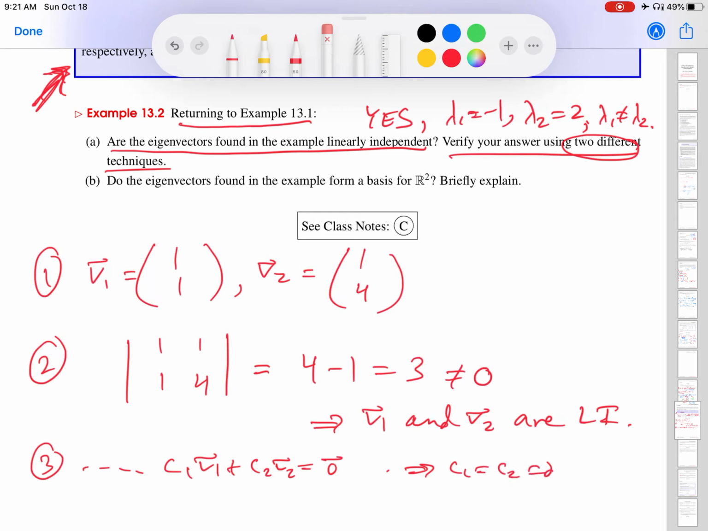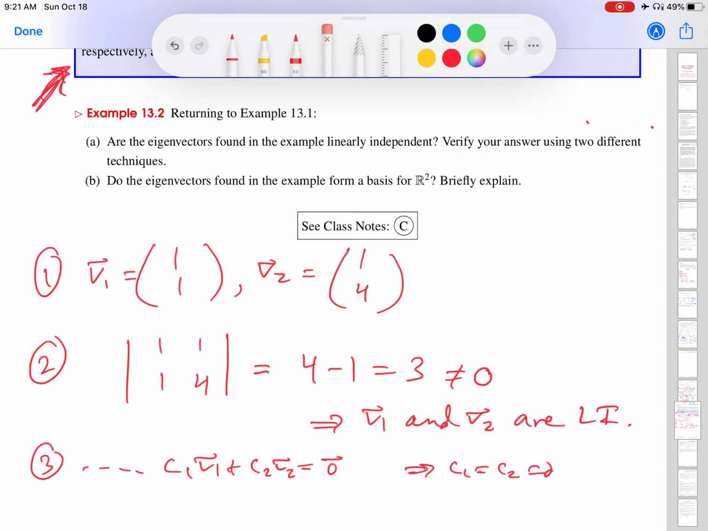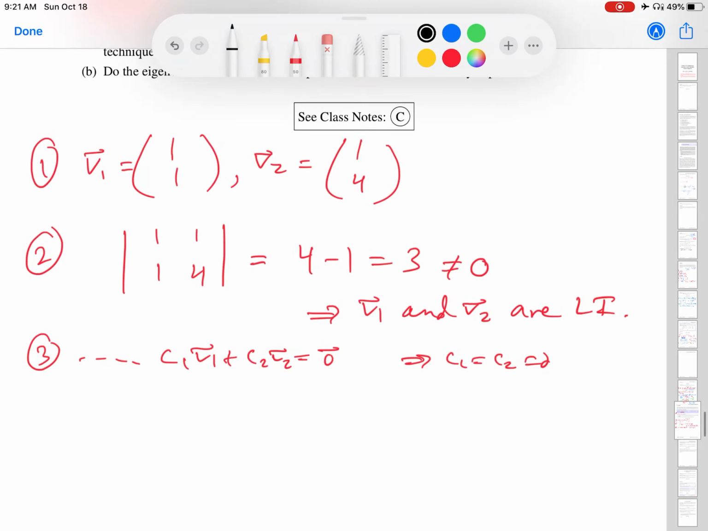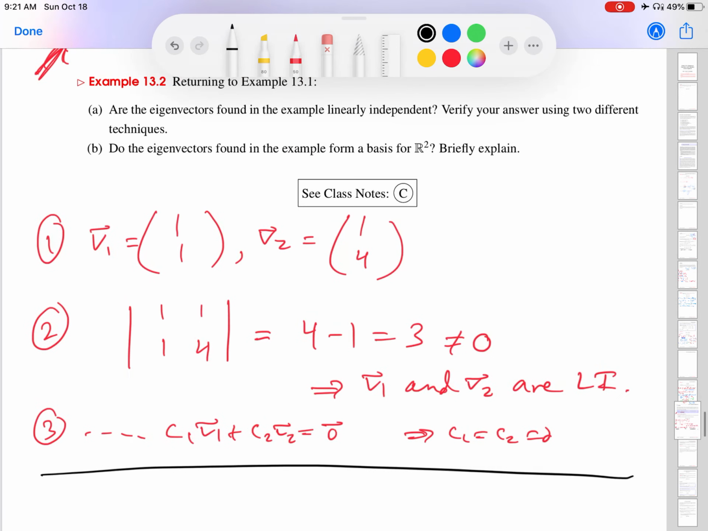All right, so now let's look at part B. So I'm reading here up here, part B. Do the eigenvectors found in the example form a basis for R2? Okay, interesting question. Now we're upping the game, so to speak. Now it's not just about checking linear independence, but we want to figure out if they form a basis. All right, so remember, to be a basis, you have to be linearly independent, and you have to also span R2.